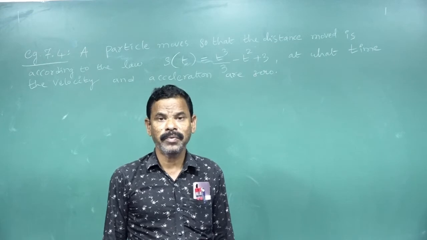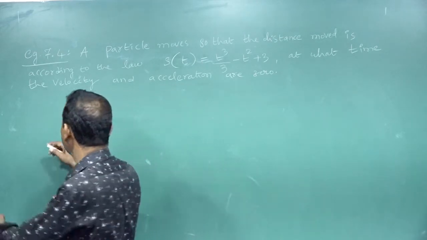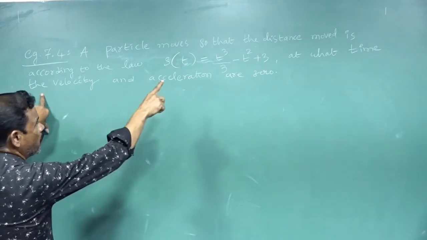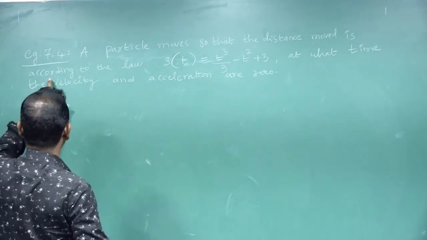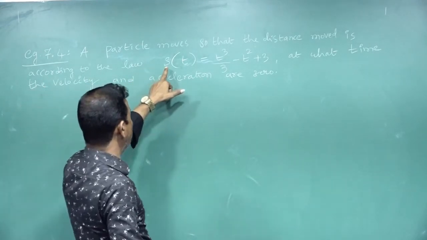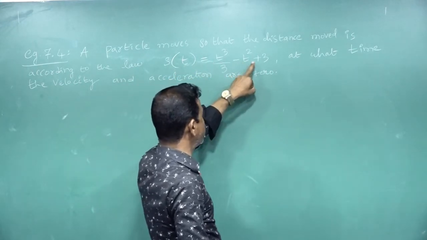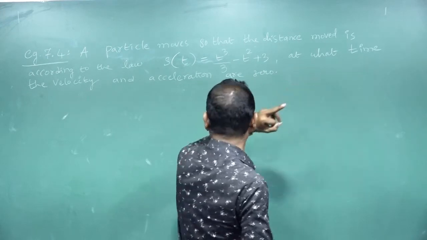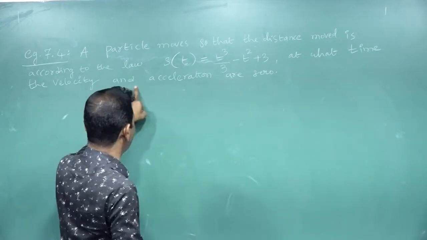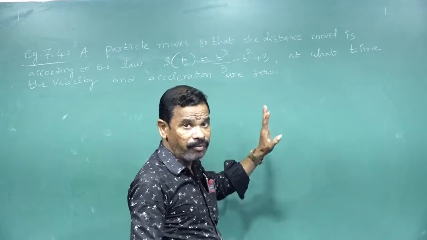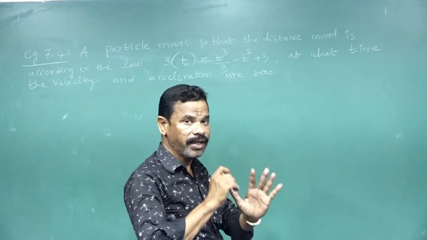Now example 7.4. A particle moves so that the distance moved is according to the law S of t is equal to t cube by 3 minus t square plus 3. At what time are the velocity and acceleration 0? At what time is velocity 0 and acceleration 0?